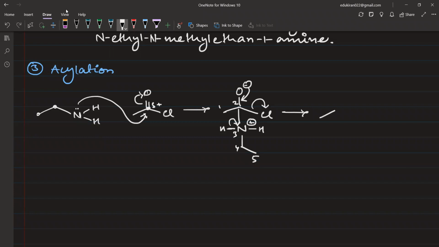Okay, so 1 and 2, 2 is having double bond O, then the third atom is nitrogen, then you have fourth atom carbon, and the fifth atom is also carbon. This nitrogen also has a hydrogen like this. Okay, so we have formed an amide bond here. This bond here, C double bond O NH, this is the amide bond, and the name of this molecule is going to be N-ethyl ethanamide.